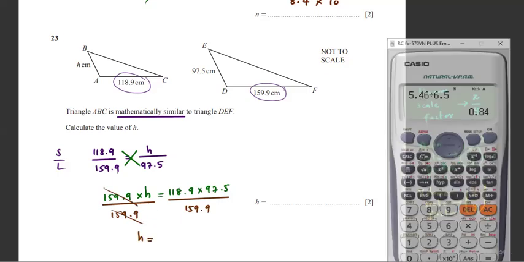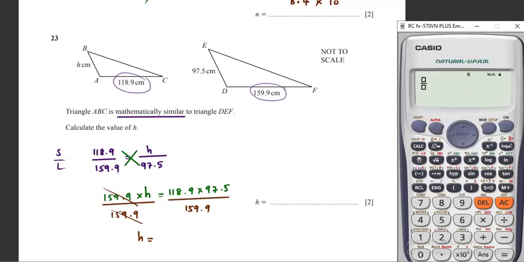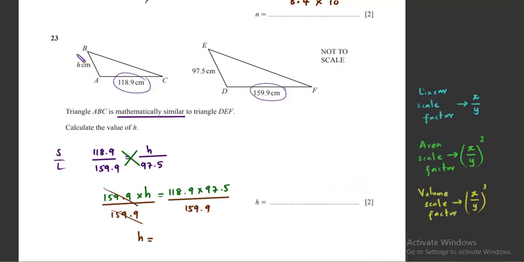So the value of H is equal to, I'm going to put this in the calculator, 118.9 times 97.5, and then we need to divide it by 159.9. When I do that, the value that I end up getting is 72.5, which means this side length in the smaller triangle is 72.5 centimeters.